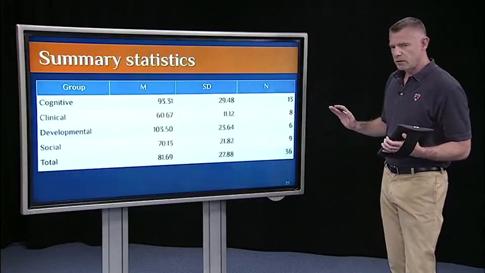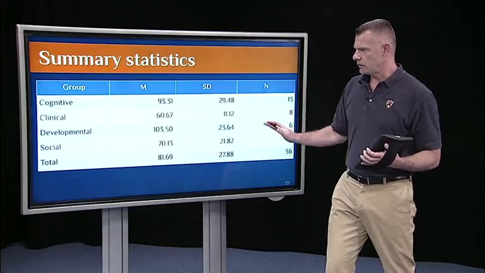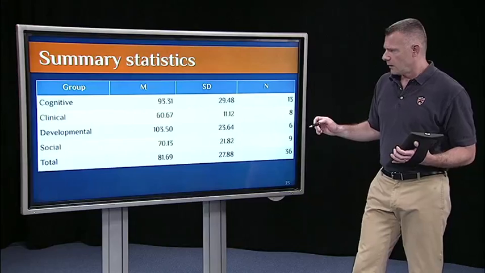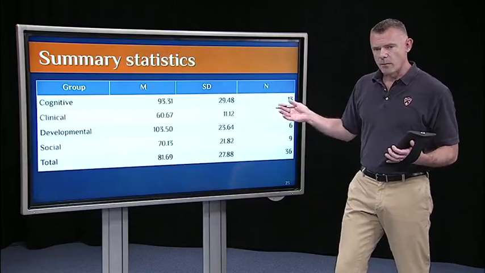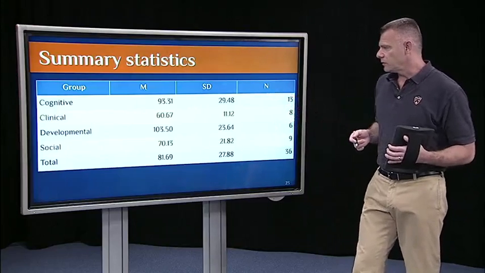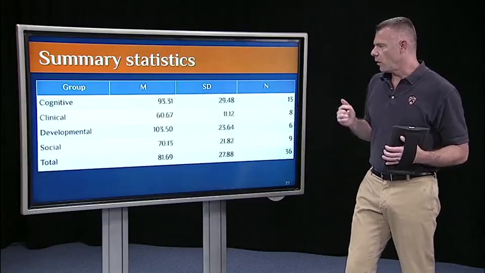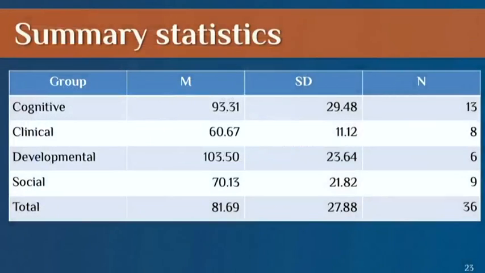Before I show you the output of that, I just want to show you the summary statistics so you know what to expect. It looks like the cognitive group has a mean of about 93 publications, clinical less than that, about 60, developmental a little more, 103, social a little less, 70, and so on. There are the standard deviations. Also notice that there's a different number of professors in each group. That's going to be important in a moment.